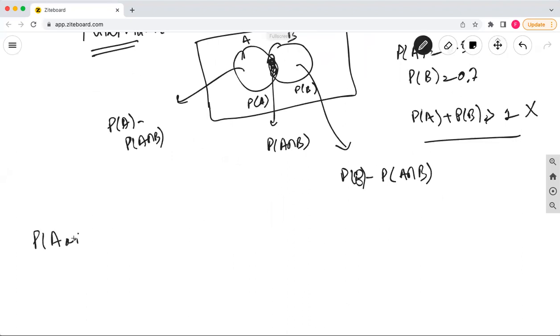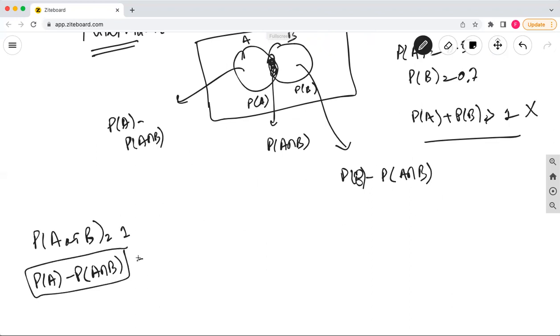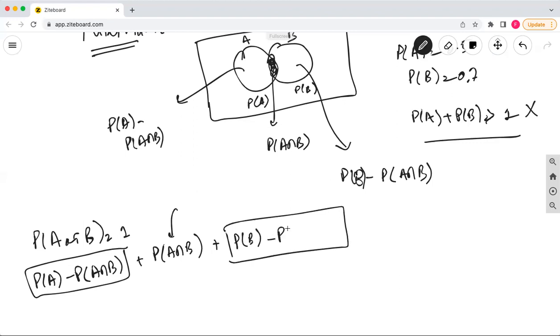Probability of A or B is equal to 1, and this probability of A or B is equal to probability of A minus probability of A and B, this is for the only A part, plus probability of A and B, this is the overlap part, plus this is only B part, which is probability of B minus probability of A and B. This has to be equal to 1, right? So this 1 will cancel out, and this will be probability of A plus probability of B minus probability of A and B is equal to 1.